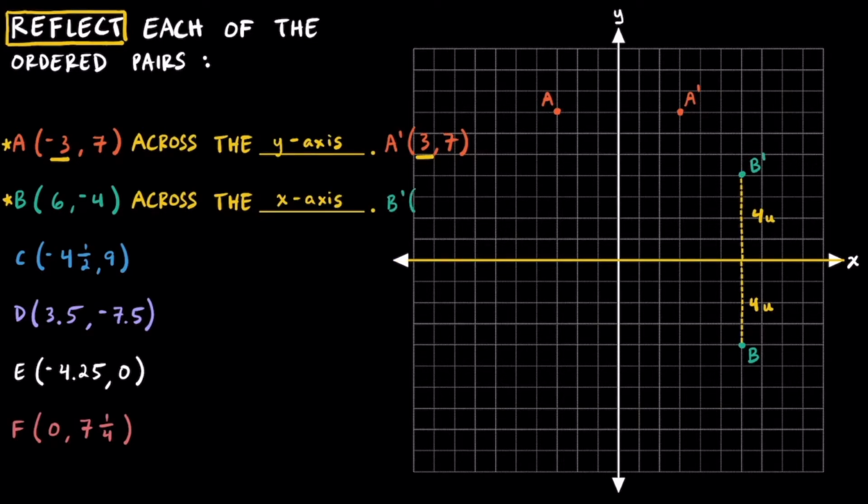When reflecting a point across the x-axis, just write the opposite of the y-coordinate. So in this case, -4 for the y-coordinate became +4.